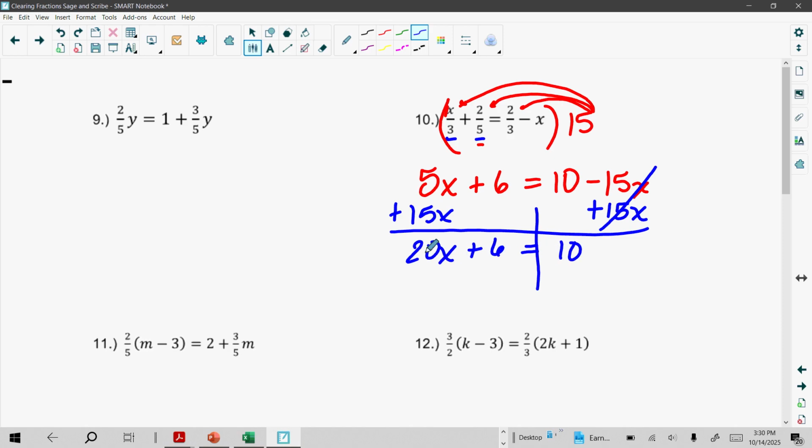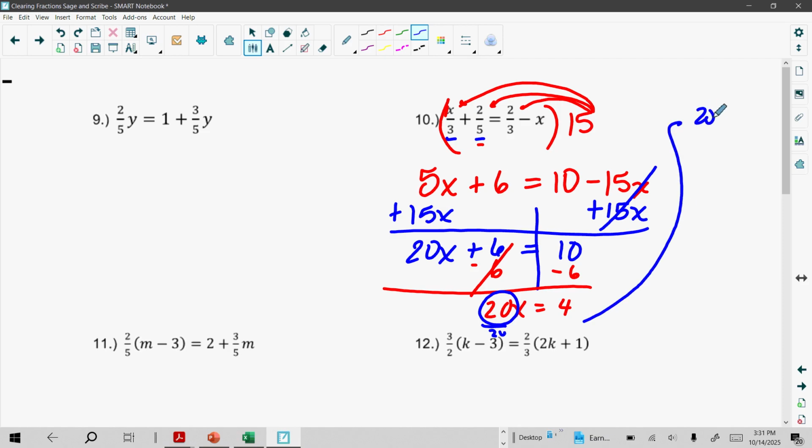And now, see my x term here is the 20x, with it is the plus 6. So I'm going to eliminate that, minus 6. And I have 20x equals 4. 20 is the coefficient. This number in front of x, that's what we divide by. I'm running out of room, so 20x equals 4. And if we divide by 20, this is going to give me a fraction answer. We can reduce this fraction.